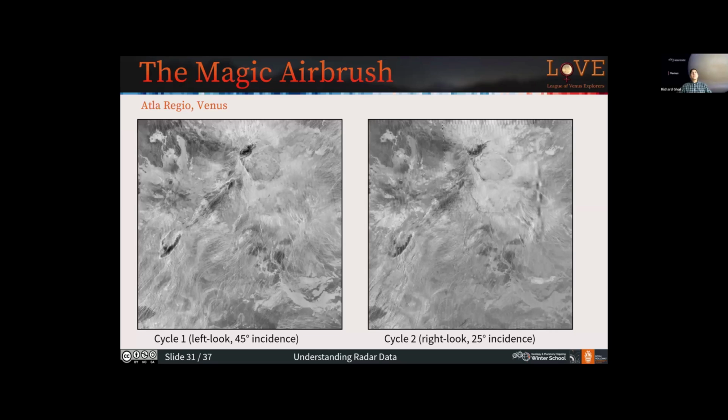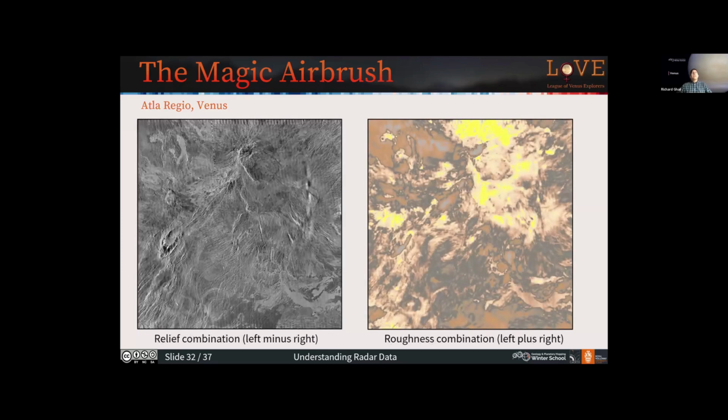There are some artifacts, of course, but as much as anything, you can see different illuminations from different directions and some subtle differences in the surfaces. So when we combine them together in the traditional way, we get a shaded relief effect, which we see on the left here, and I've partially corrected for the differing viewing geometries. And then on the right, we've added together, so this is just roughness.